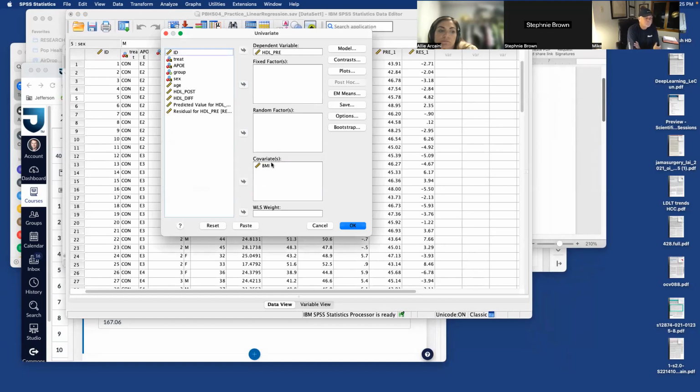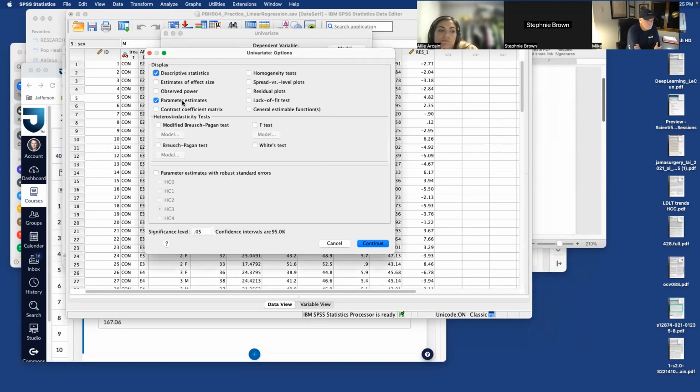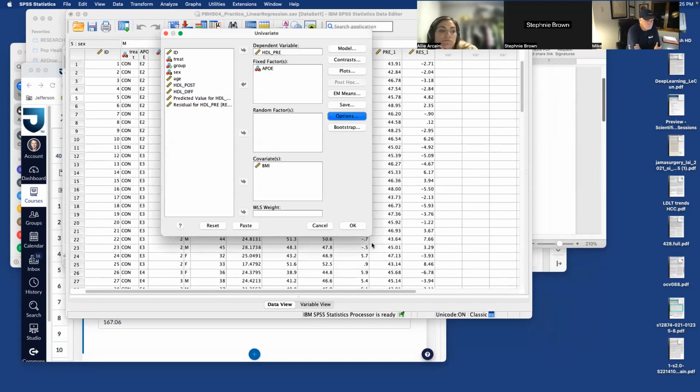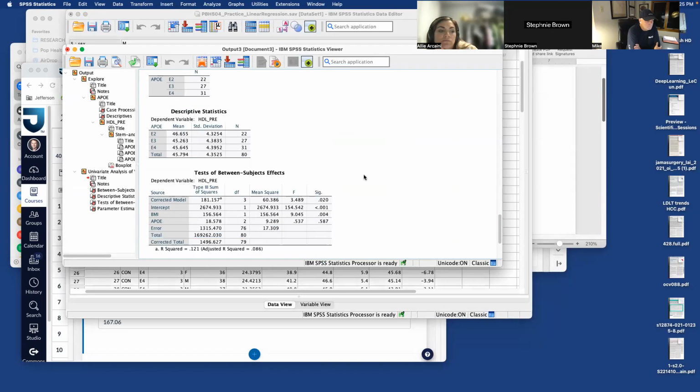So get rid of age. We're not going to use this in the model. APOE is a fixed factor, right? It's a categorical variable, so we put it there. And we're not going to worry about the residuals. We'll just get rid of that step. Just make sure we're getting the parameter estimates. And click OK. Here's our means, as we said before.